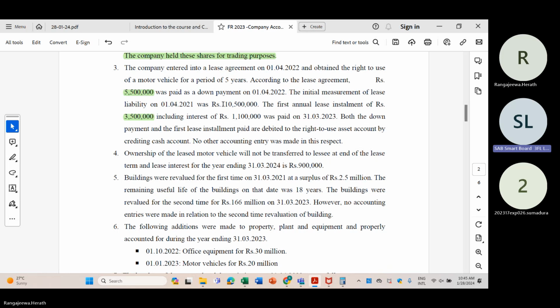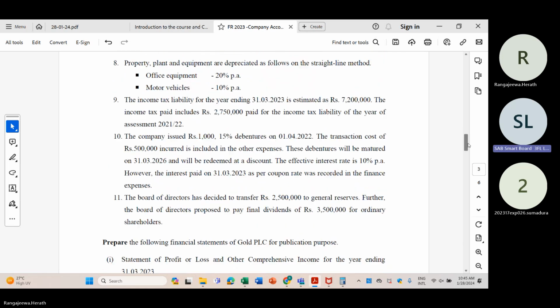You have recognized this 10,500 initial measurement of lease liability, as we discussed, double entry lease liability credit, right of use asset debit. They have not passed that double entry. So you have to adjust that. Then this 3,500 should be removed from the right of use and debited to the lease liability account. And this interest should be recognized for the first year. The second year interest we also need. Right.